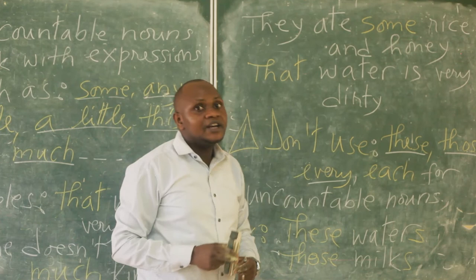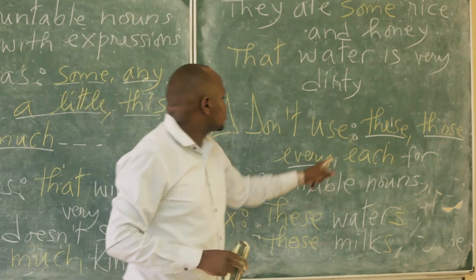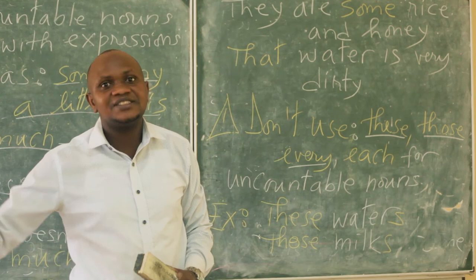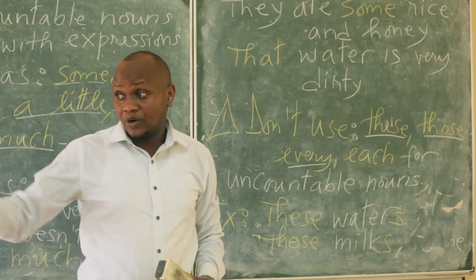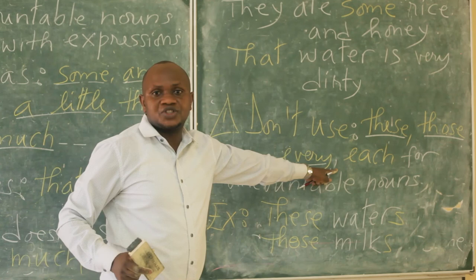Then pay attention here, my friends, English speakers, dear students, you should pay attention here. Don't use these, those, every and each for uncountable nouns. Never use, for example, every water. No. Every honey, every milk. No. However, you can say every bottle of water. That is possible. But don't say every water. Don't say each water. It won't be possible.